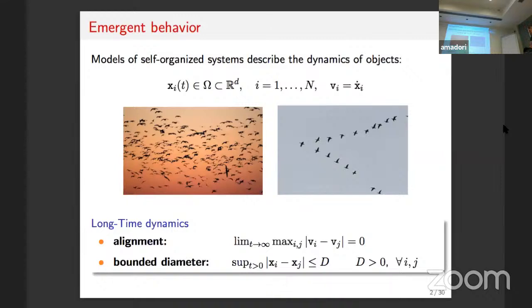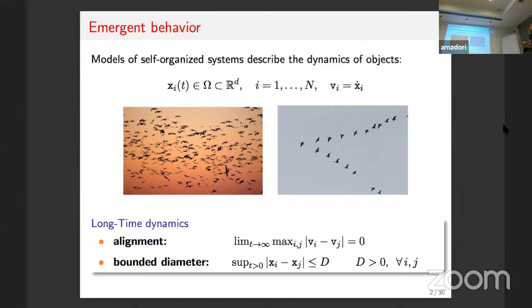What we plan to describe, at least at the discrete level, is a set of n individuals, which are described by their positions x_i(t), where t is time, and they belong to some region in dimension d larger or equal than 1. So v_i is the velocity, and we expect this ensemble of particles to be described by some ODEs.